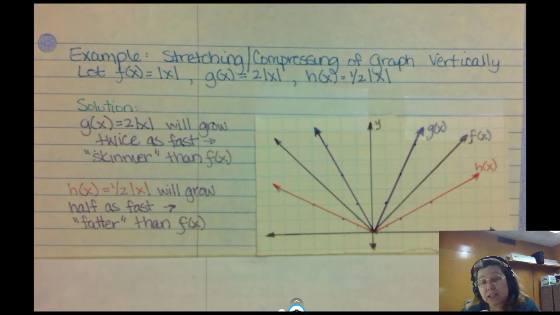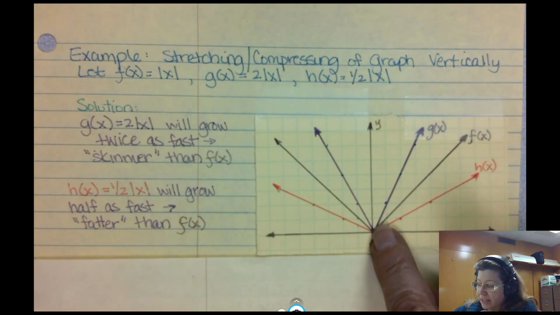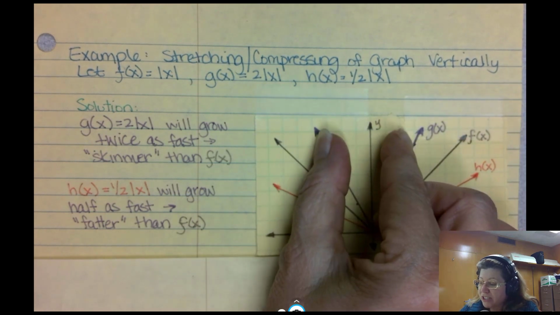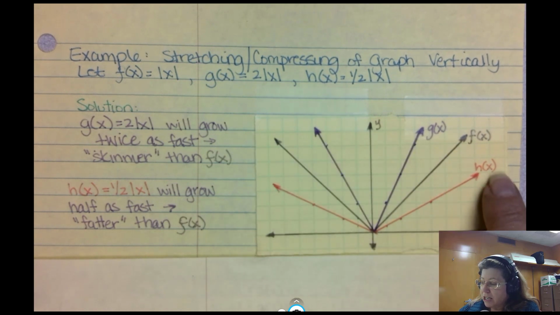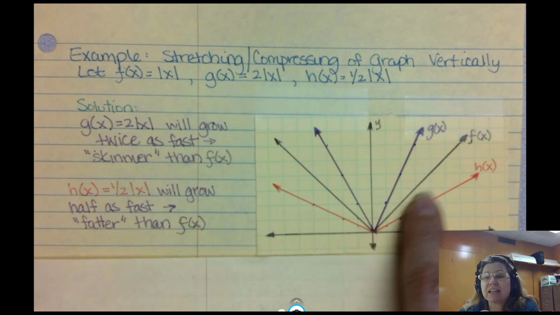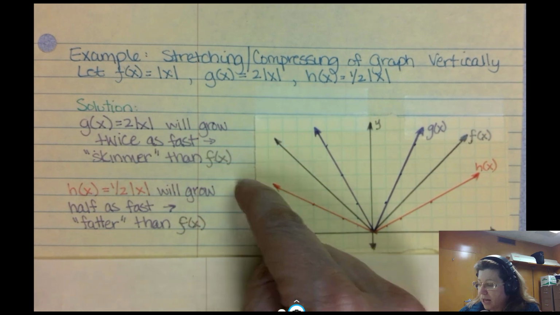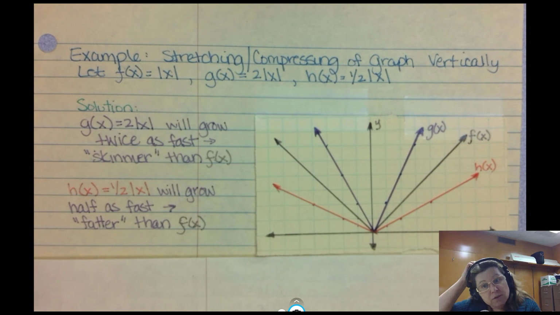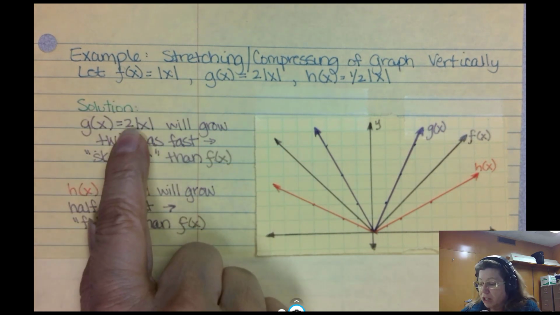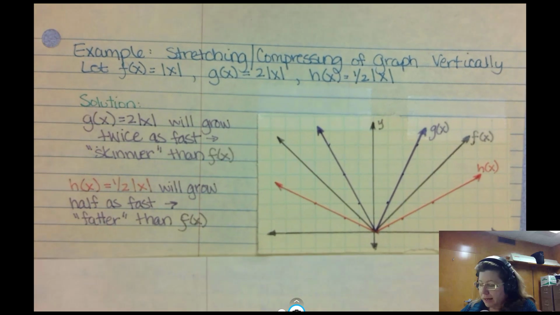So let's look at it visually. Here is our f of x. G of x is growing faster, so these bars are skinnier. They're moved in a little bit. You can see everything's moved in. H of x is growing half as fast as the regular f of x, and therefore it takes longer to build up, meaning it's kind of fatter. There's a larger opening between the arrows. A larger number will make it grow skinnier. A smaller number will make it grow slower. It's in essence fatter.